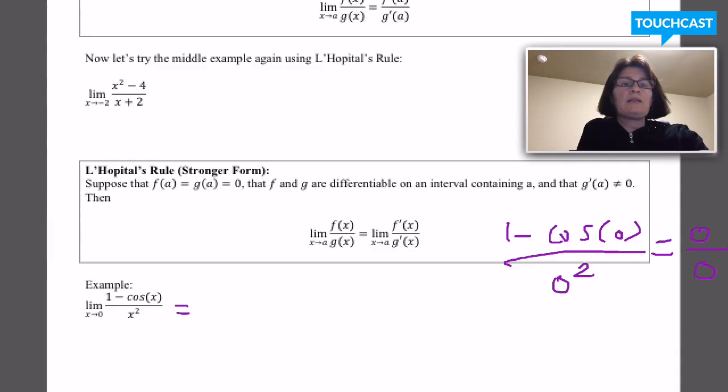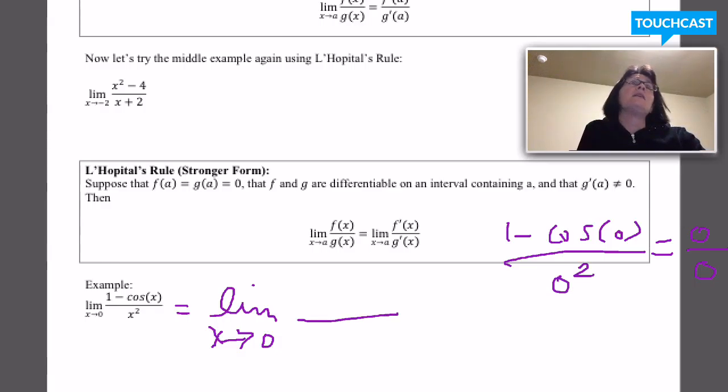So that's going to be the same as the limit as x approaches 0 of the derivative of the numerator over the derivative of the denominator. The derivative of 1 minus cosine x is 0 minus, cosine is negative sine, so this is going to be sine of x over the derivative of x squared, which is 2x. When I plug in 0, I get sine of 0 is 0. 2 times 0 is 0. So I still have 0 over 0, so I can keep going.